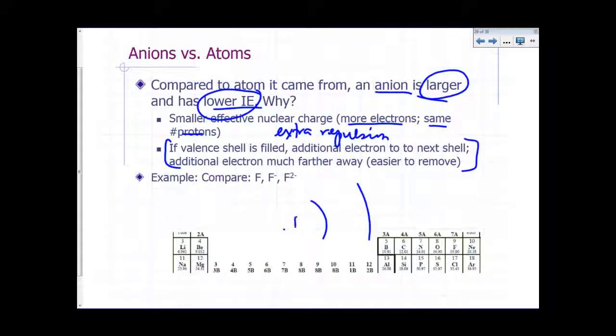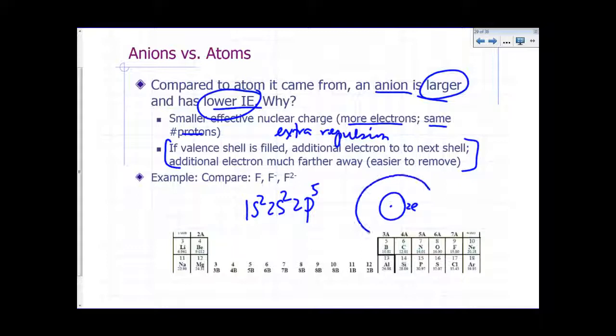So, for example, if you have fluorine versus fluoride versus F with a negative 2 charge. Fluorine would be 1s2, 2s2, 2p5. So you've got a helium core with 2 electrons, and then 7 electrons on the outside. That's the fluorine atom. A fluoride would have an extra electron, so more repulsions. It's going to spread out, so fluoride would be larger than fluorine in terms of size.